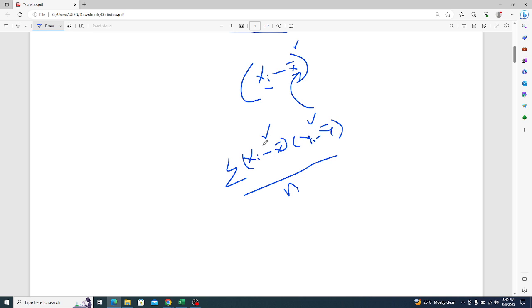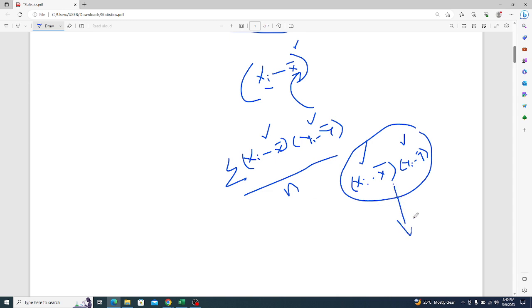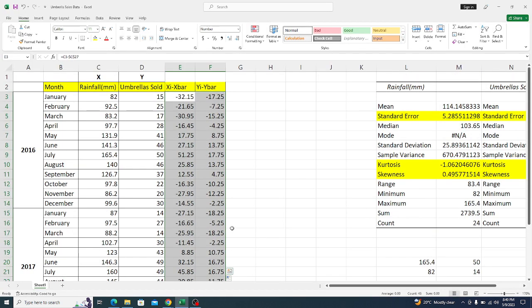Now we need the xi minus x bar multiplied by yi minus y bar. This is what we need, meaning we are going to multiply the value of this by the value of this. And then after doing that, we'll find a summation, meaning we are going to add all those values under this column to complete the summation. And then the value we get, we can now divide by n, the number of observations.